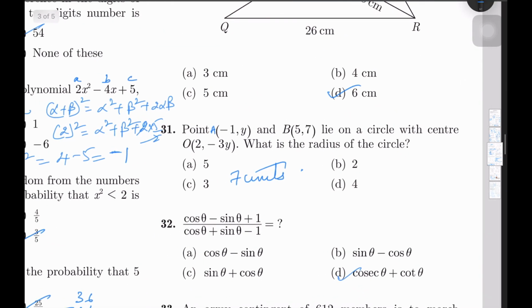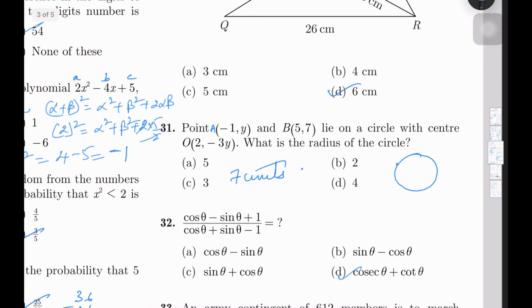Now next, 31st problem. We have points A(-1,y) and B(5,7) lie on a circle with center O, that is (2,-3y). What is the radius of the circle? Now they are telling that A and B lie on the circle, that is, they are points on the circle, so you have minus 1, y and 5 comma 7, these are points on the circle, and the center of the circle, that is O, is (2,-3y).